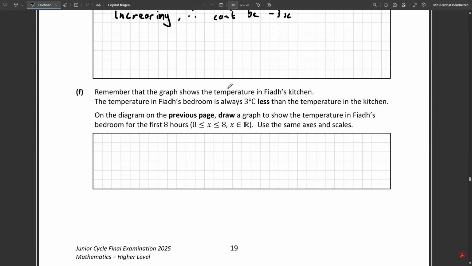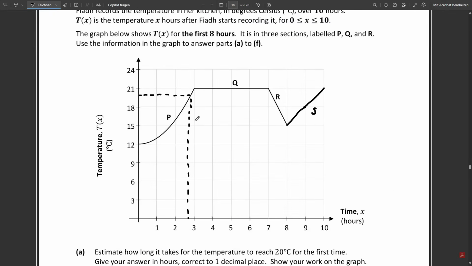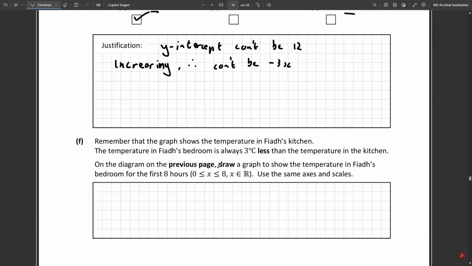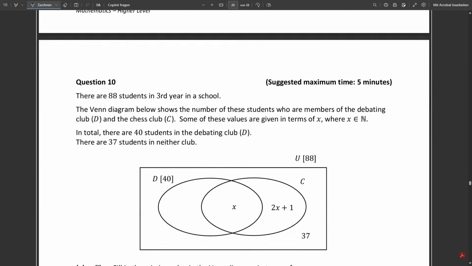Remember that the graph shows the temperature in the bedroom is 3 degrees less than the temperature in the kitchen, so we're doing it for the first 8 hours, so it's 3 degrees less, so all I have to do is start down here, and just try to copy it the best you can. I'm doing this on a computer, so it won't be as good, obviously. But roughly like that, and then across up until here, and then using the same slope, so 2 boxes down, 1 box across, and that completes it. Do we have to label it or anything? No, we don't. So yeah, that's it.